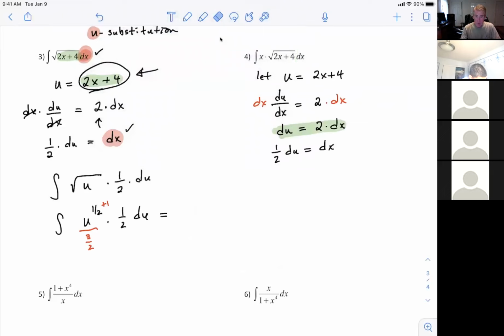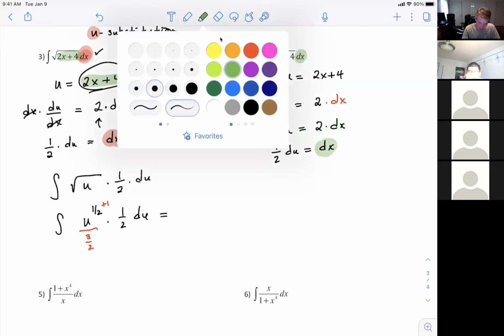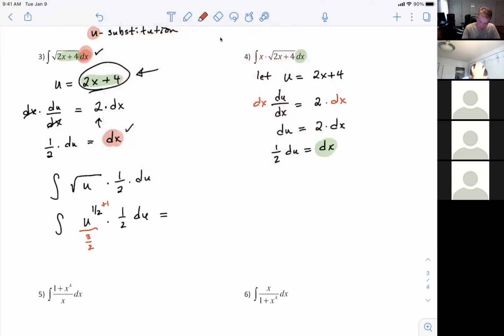Okay, now if you look at the original problem, I know what dx is equal to, so I could replace that dx right there with 1/2 du. And I know what 2x plus 4 is equal to, that's u, so I know what I could put right there. So the green can replace the green and the red could replace the red.